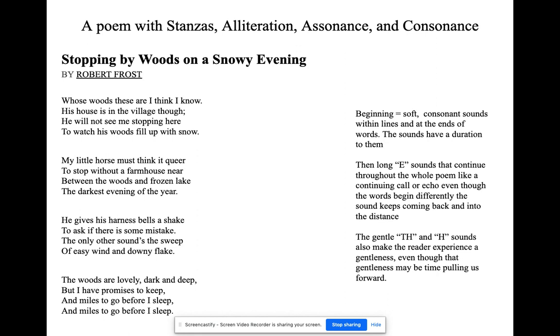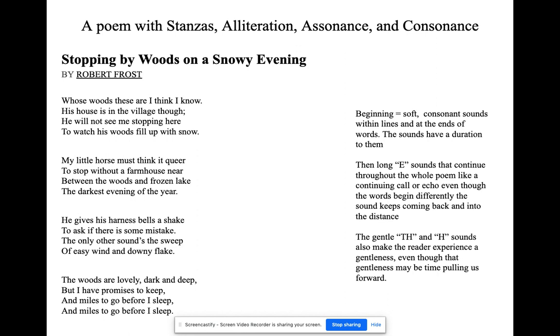You see on the right-hand side there, I talk about how in the beginning of the poem, you have these soft consonant sounds within lines and at the ends of words: whose, woods, these, right? And the sounds have a duration to them that are held. And then you have the long E sound continuing throughout the poem, almost like an echo. We know that the narrator is quietly alone, and so the sound is echoing while he's there alone. And then we also have the gentle TH and H sounds.